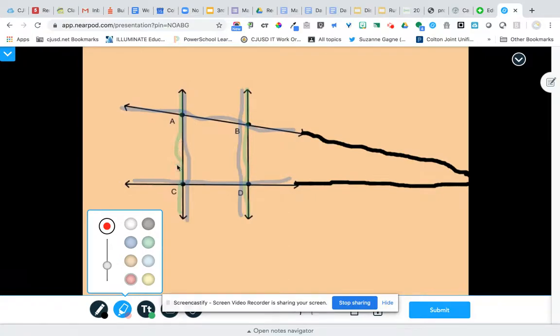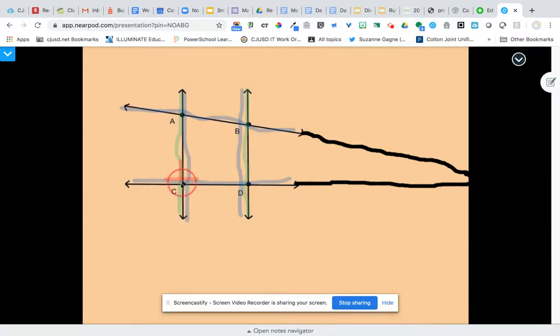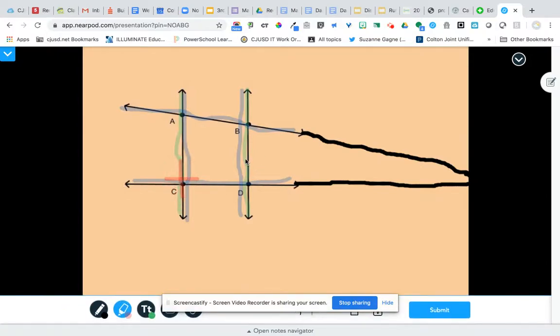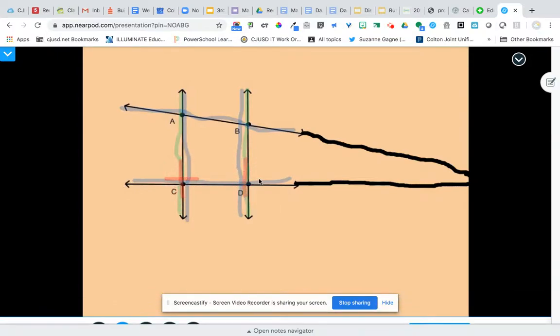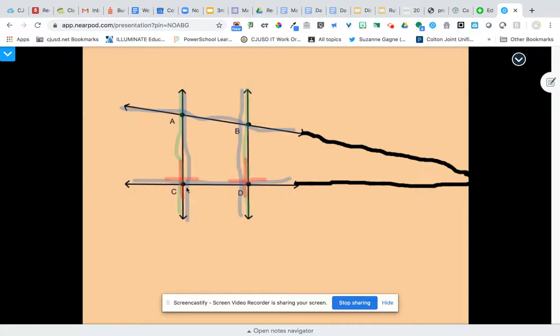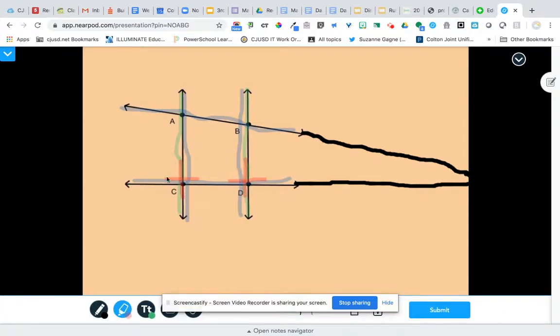Now, this one is straight up and down. This one's straight across. This one is perpendicular. And here, same thing. Notice these lines are both parallel and perpendicular, which is what we were talking about the other day. Yes, they can be both because perpendicular is just a special type of an intersecting line.